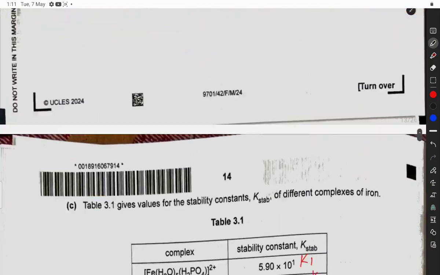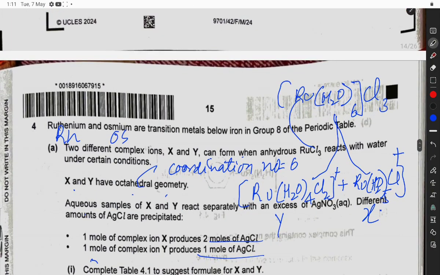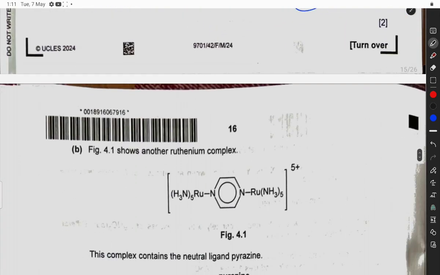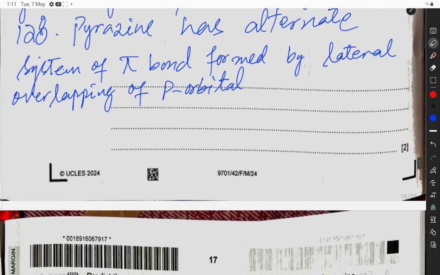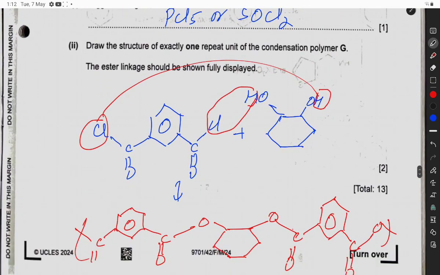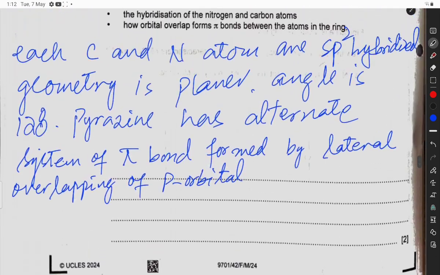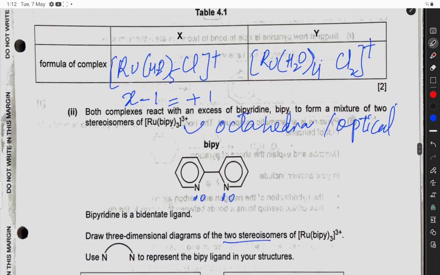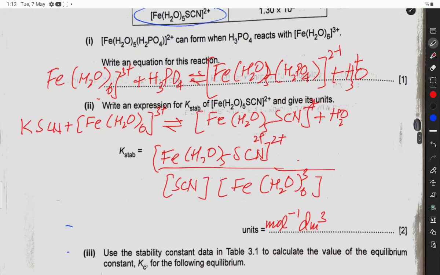And the next question is about 27 marks, the weightage for transition elements in this paper.